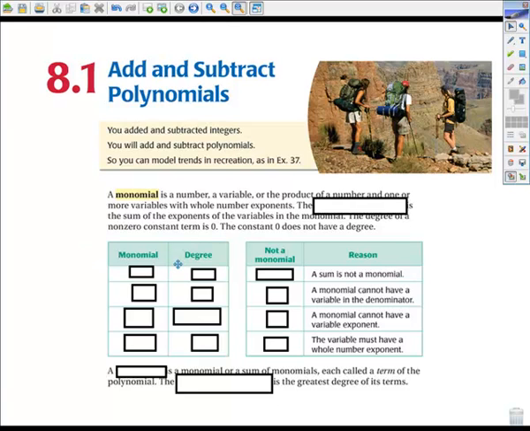A monomial is a number, it's a variable, or it's the product of a number and one or more variables. There has to be whole number exponents. And I will give you some examples of monomials in a minute.